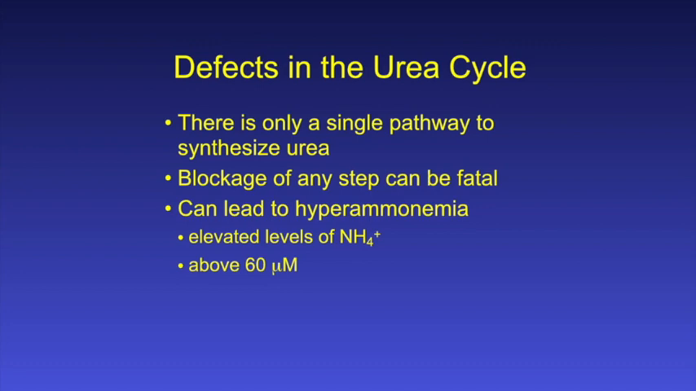Defects in the urea cycle. Not something you really want to have happen, but there can be a couple ways in which a deficiency in one of the enzymes, we can actually treat it. I said a very small amount: 60 micromolar is the amount by which ammonium starts to become toxic in the blood. So that's a very small concentration.